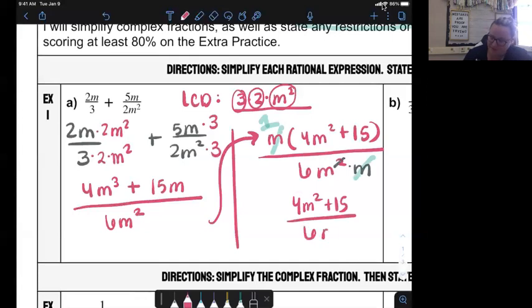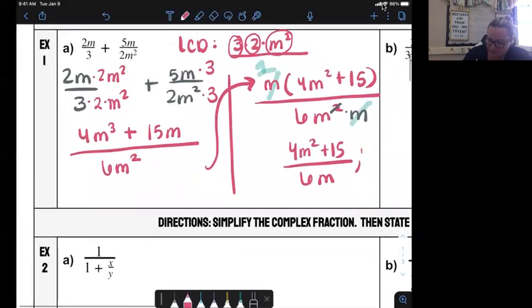all over 6m. And then our only restriction is that m would not be allowed to be, well, what would make m to the second and m to the second is the only thing we have in our denominators here. What would make those 0? Well, if m was 0, because 0 squared would be 0 times 6 is 0. So m can't be 0.